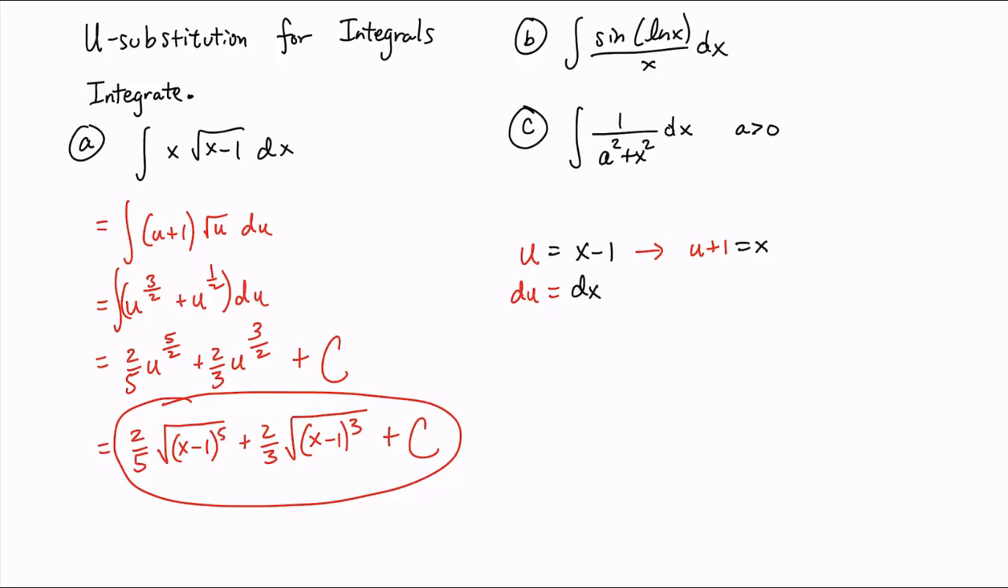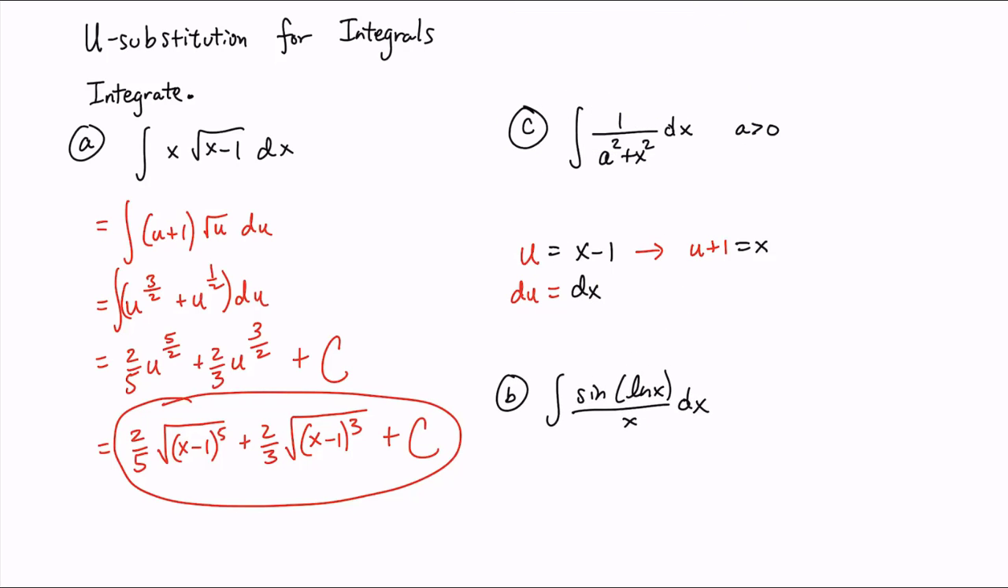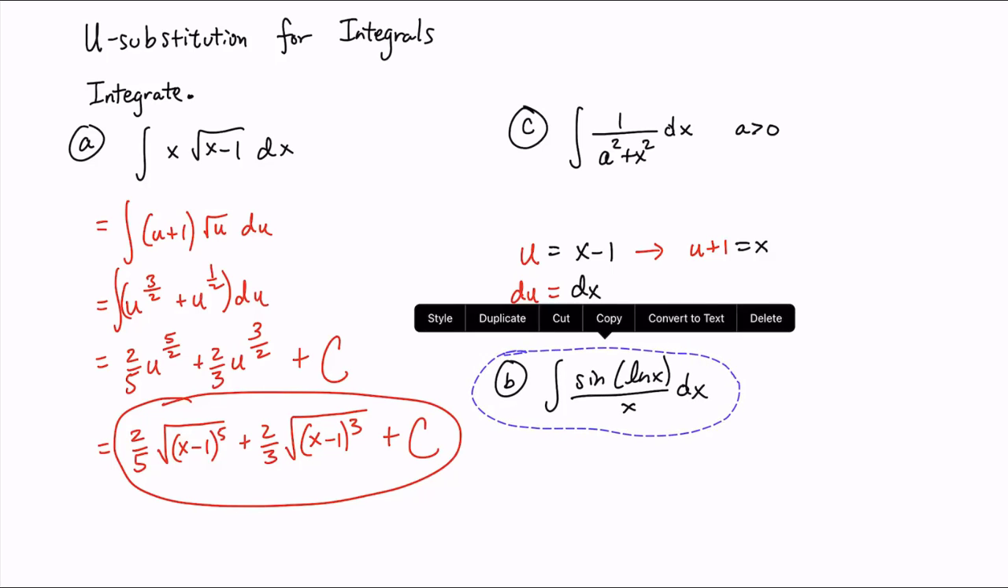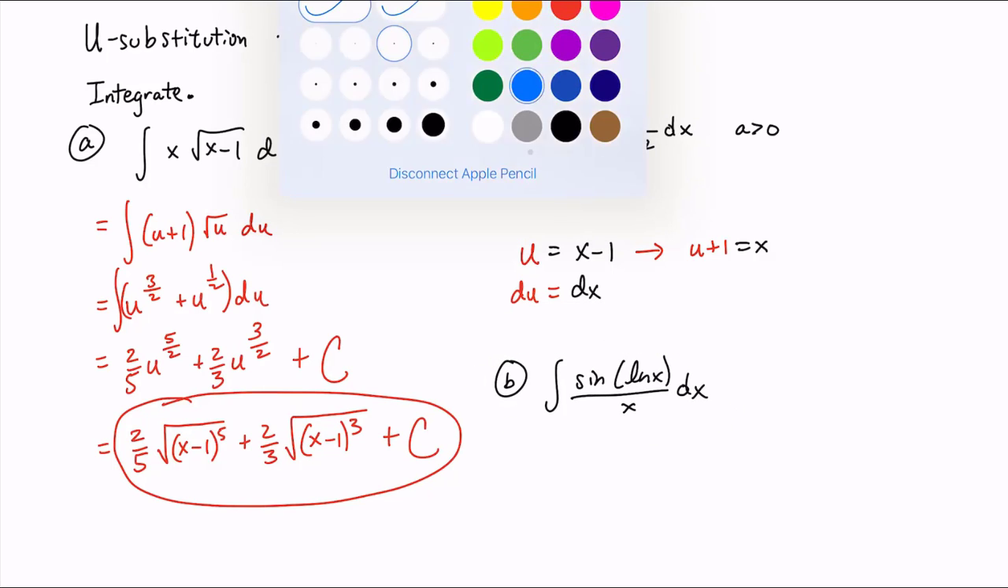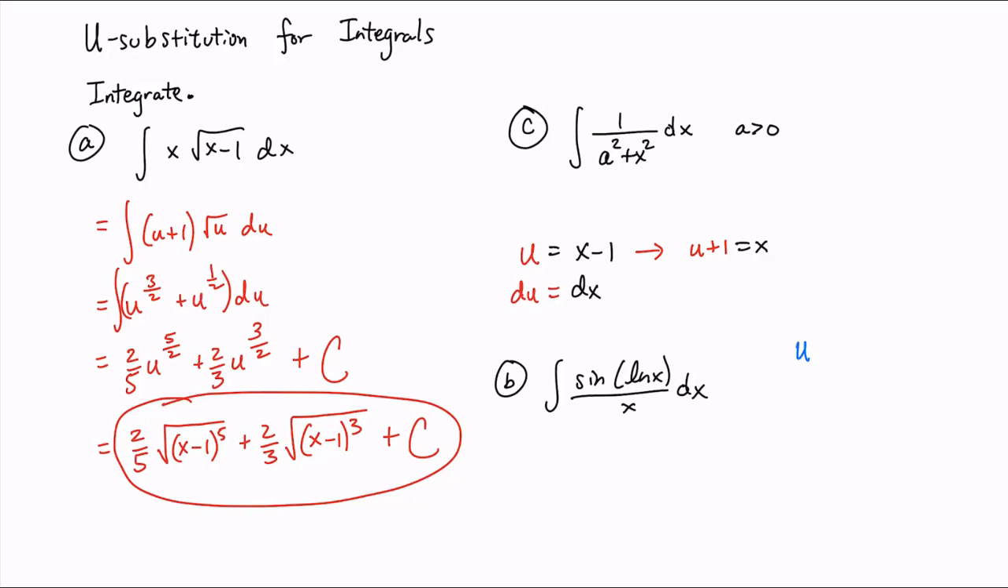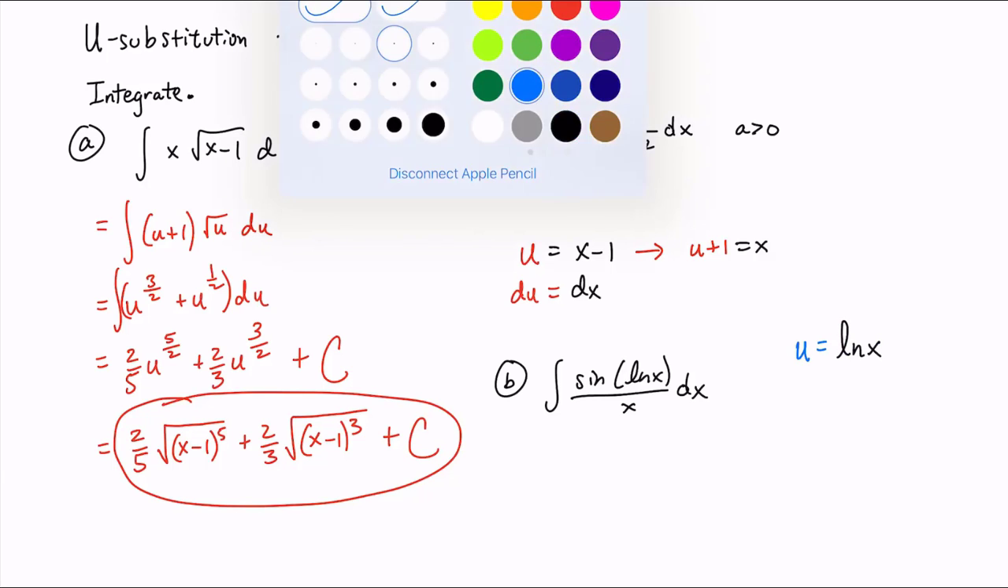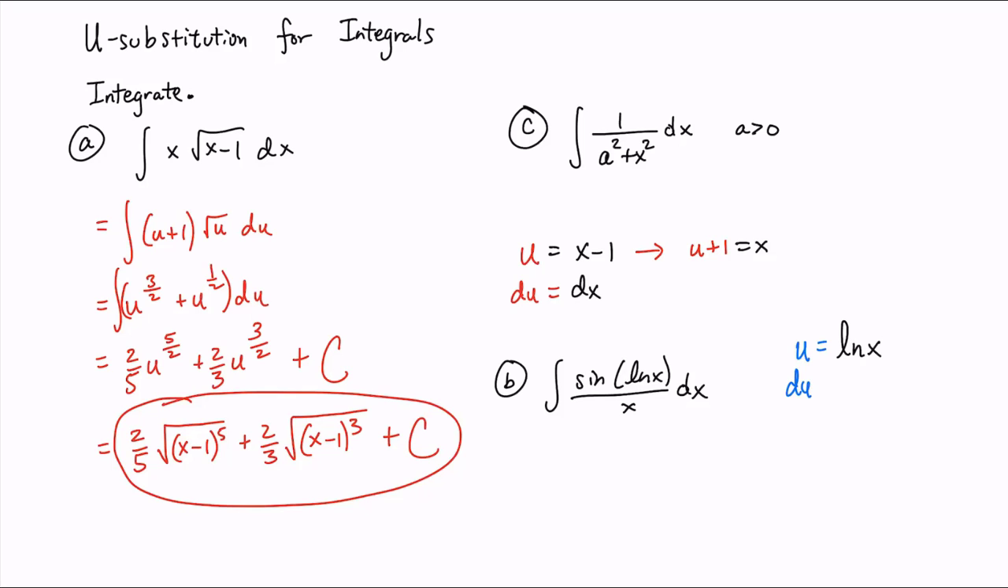Why don't we try to do B as well? Let's move B over here. This time we'll let u equal what? What do you think? Why don't we try the natural log of x? So our differential du, and we need the derivative of ln of x. That would just be 1 over x for x greater than 0, times the differential dx.